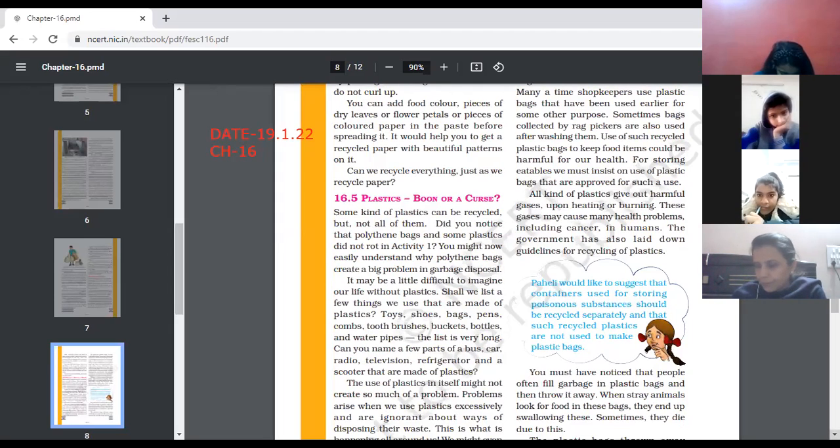Some kinds of plastics give out harmful gases upon heating or burning. These gases may cause many health problems, including cancer in humans. The government has also laid down guidelines for recycling of plastic.